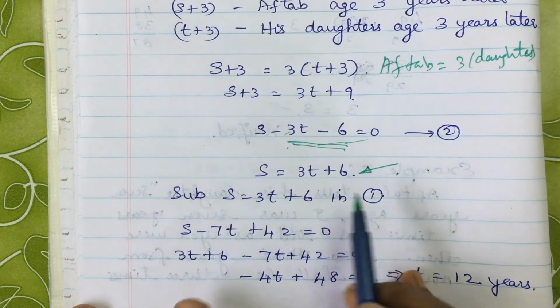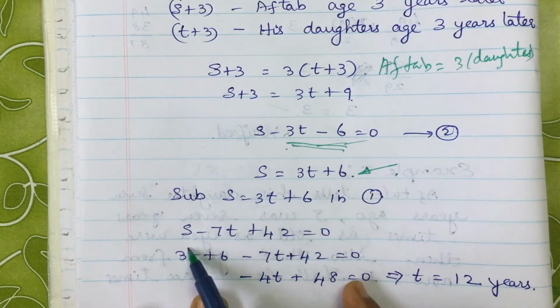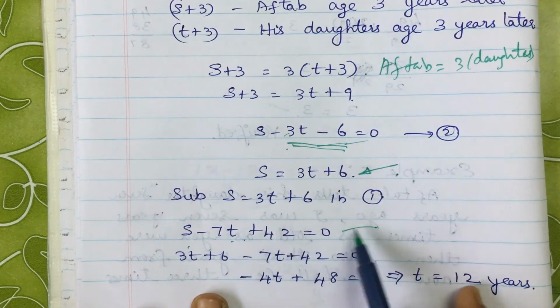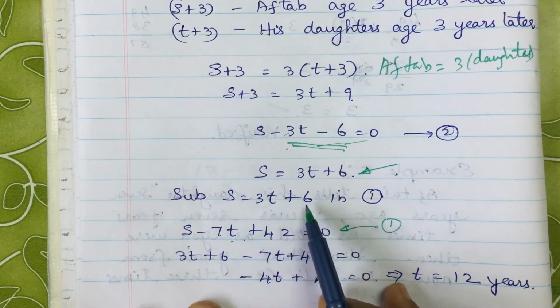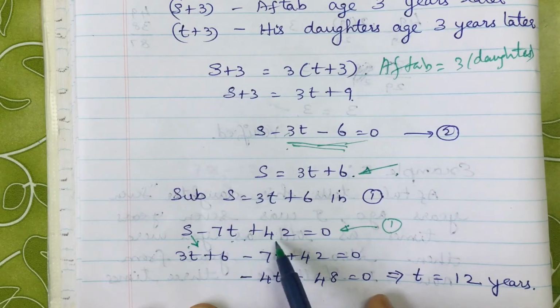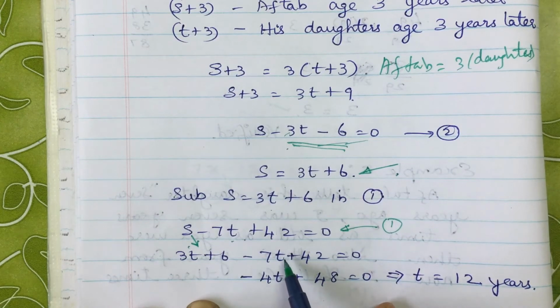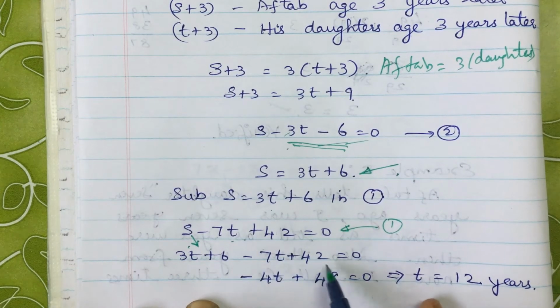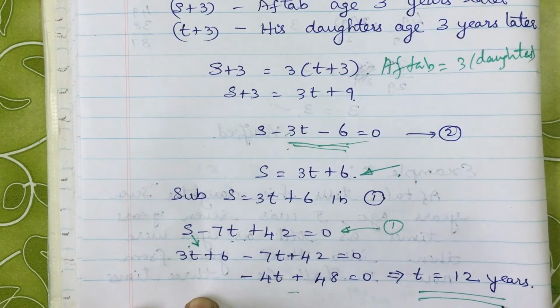Okay, as per the problem, the first equation is s minus 7t plus 42. This is my first equation. Okay, I am substituting s is equal to 3t plus 6 here. So I replace my s with 3t plus 6, and then the other terms I am writing as such, without altering. So that is equal to 0. Then adding all the t terms and adding all the constant terms, I am getting minus 4t plus 48 is equal to 0. Therefore t equal to 12 years I got.